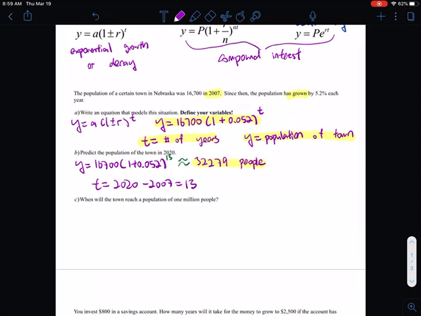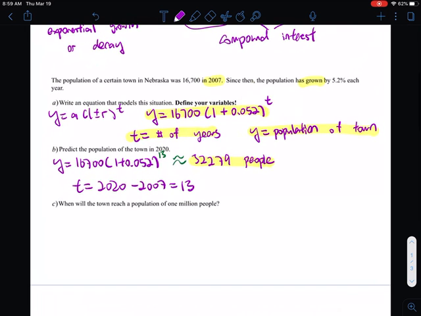And then part C: when would the population reach a population of 1 million people? Okay, so this is where we're going to have to use logs. So 1 million is the population that we're ending up with. So we're going to go ahead and put that on our left-hand side, 1 million. And then we still have 16,700 times (1 plus 0.052) to the t. And this time, we don't know what t is, so that's what we're going to solve for.